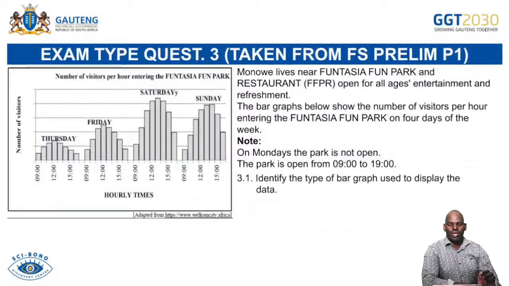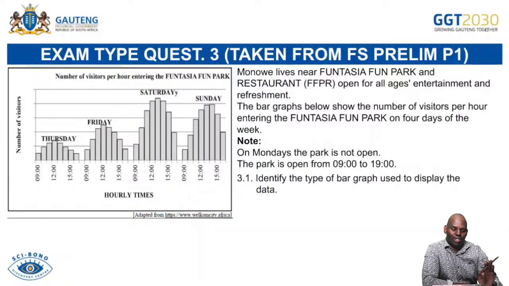Okay, then question 3. Munowe lives near Fantasia Fun Park and Restaurant, open for all ages, entertainment and refreshment. The bar graph below shows the number of visitors per hour entering the Fantasia Fun Park on 4 days of the week. Note, on Mondays the park is not open. The park is open from 9 o'clock to 19 hours. Identify the type of bar graph used to display this data.